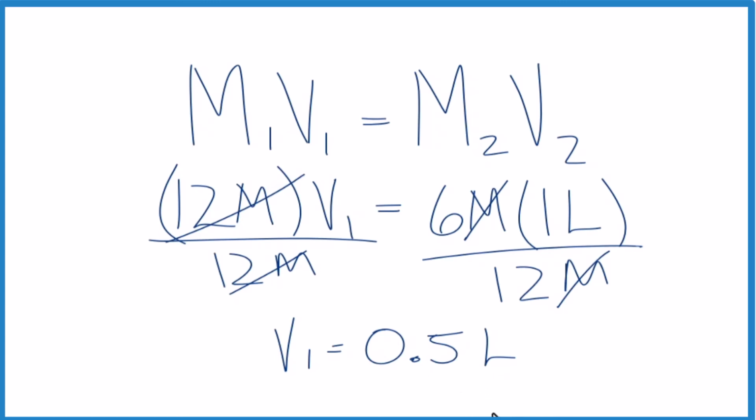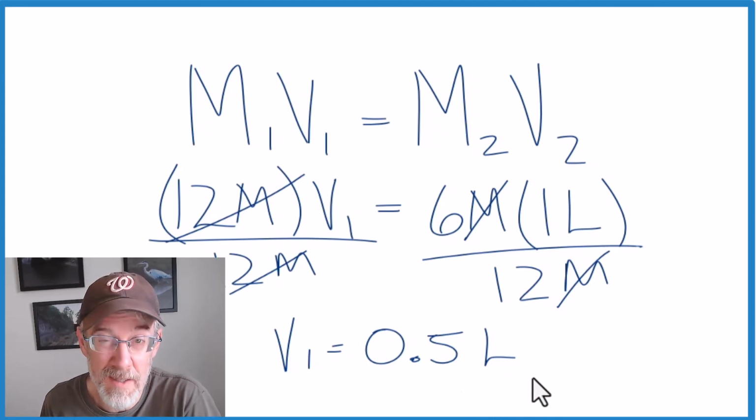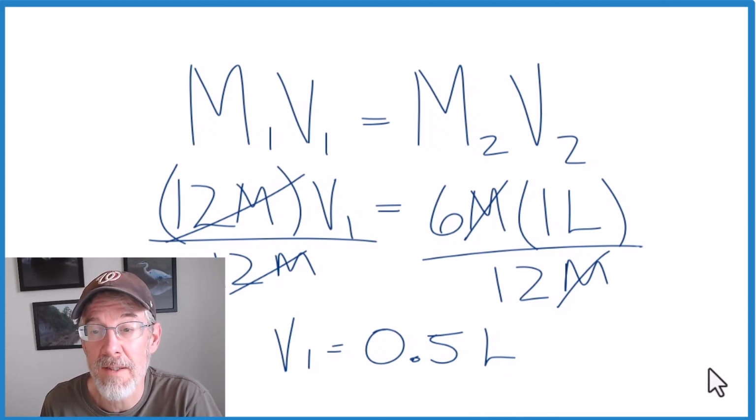Probably a few other ways that you could figure out how to make a 6 molar solution of hydrochloric acid. These 2 ways, these are the ways I would do it.